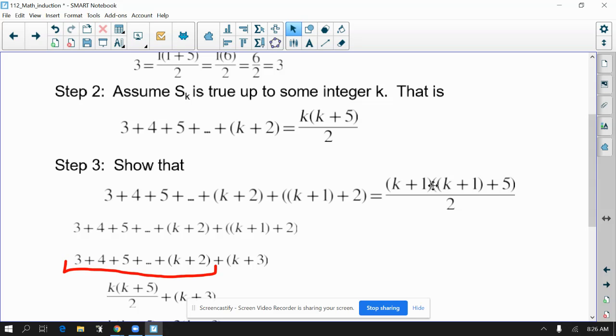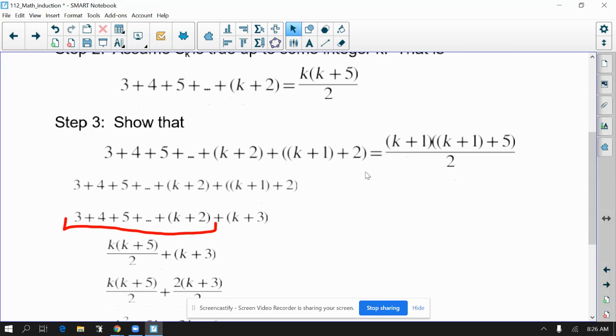So this is what you want to show. It's the same thing as in step 2, except k is being replaced with k plus 1. You're just going one more step further. Now start on one side of the equal sign. Here's the equal sign. Start on the left. And I rewrote that right here. I cleaned this up. k plus 1 plus 2 is k plus 3.